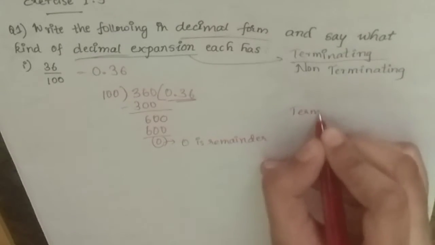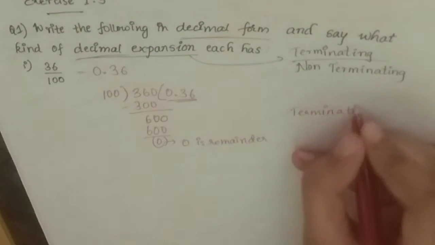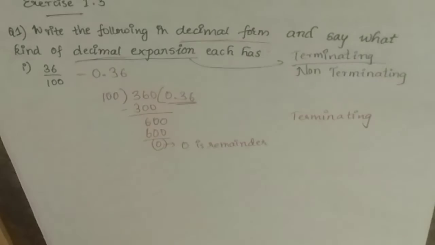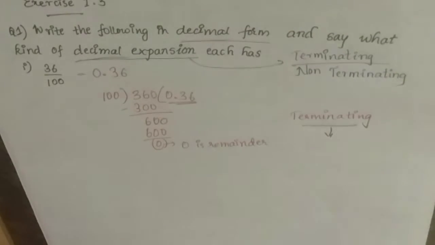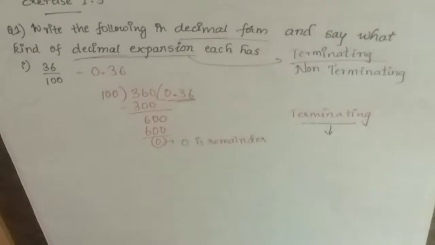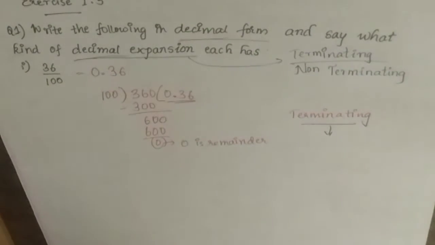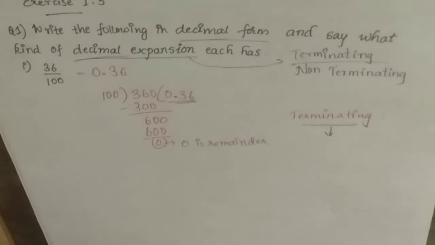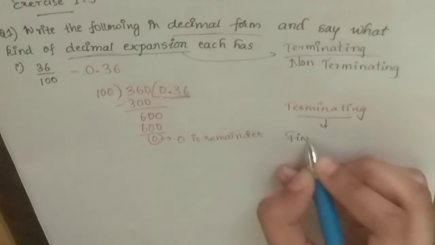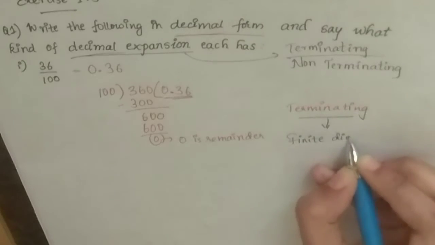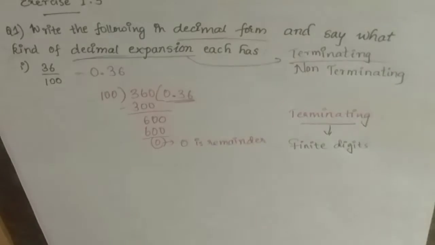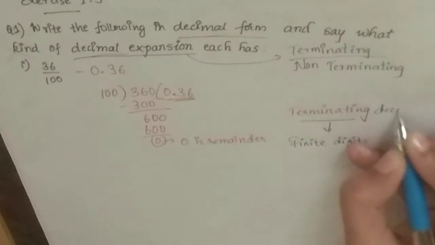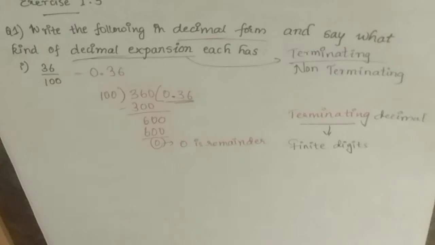Now you will be thinking, why is it terminating? Why can't it be non-terminating? It is terminating because, the definition of terminating you must be knowing: the digits after the decimal point should be finite. Sorry, finite. There should be finite digits after the decimal point. That is very important. So that is called a terminating decimal. So this is the decimal expansion.